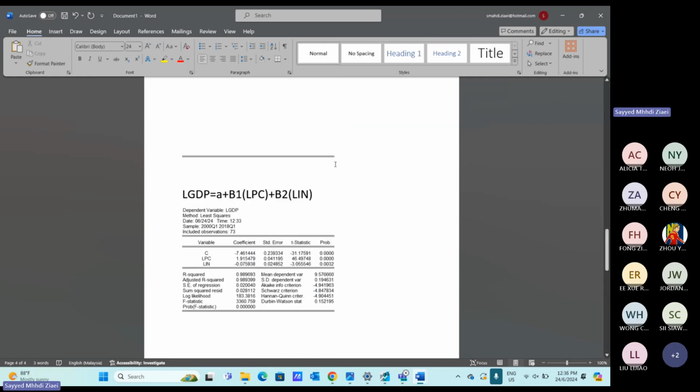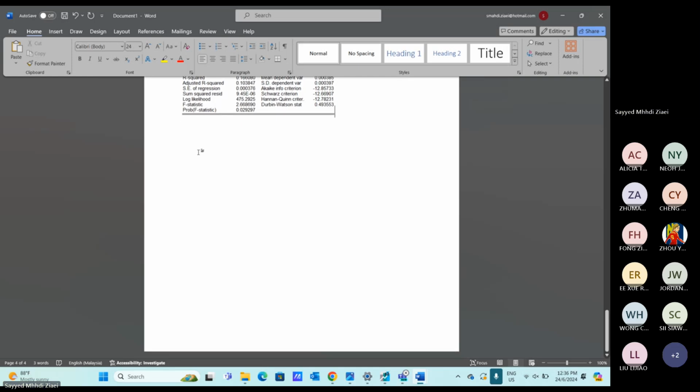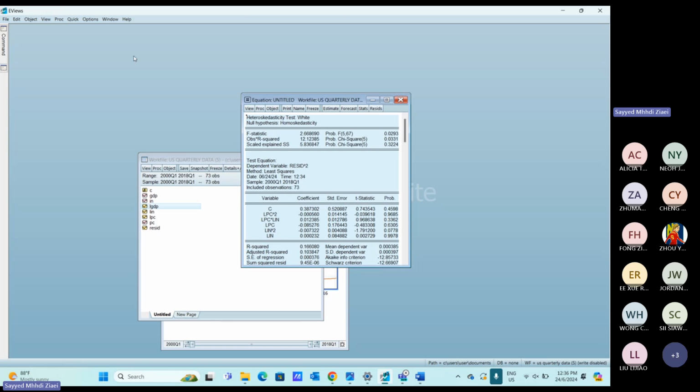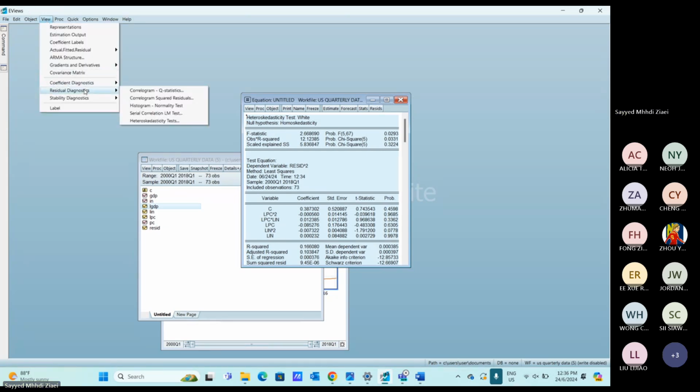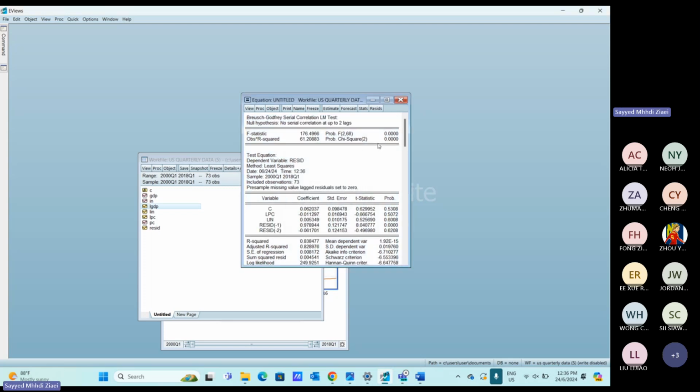Okay, the second problem that we faced here initially in this part is the problem of autocorrelation. So do we have the problem of autocorrelation? Let's see. Go to view, serial correlation. Again, you need to put by default 2 lag lengths for the LM test. Yes, unfortunately, still we have the problem of autocorrelation. So take log is a good solution for heteroscedasticity, but is not a good solution for autocorrelation.